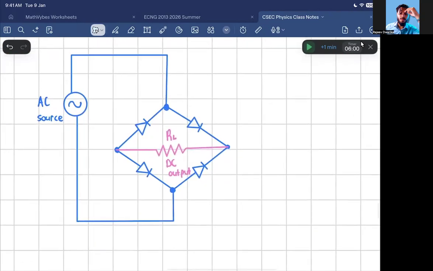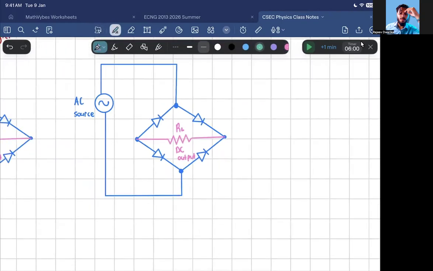Let's just say, at a time of 1 second, the current is flowing in this direction. Question, guys: would the current go here or would the current go here? One or two? What do you all think? They wouldn't go both ways. Yeah, it would go both ways.